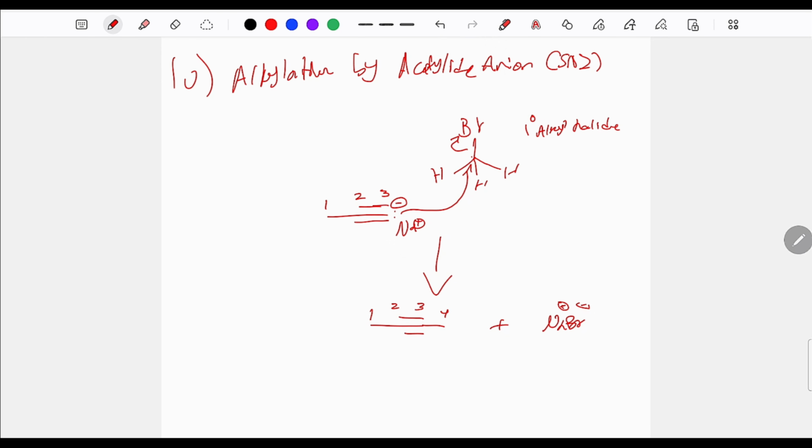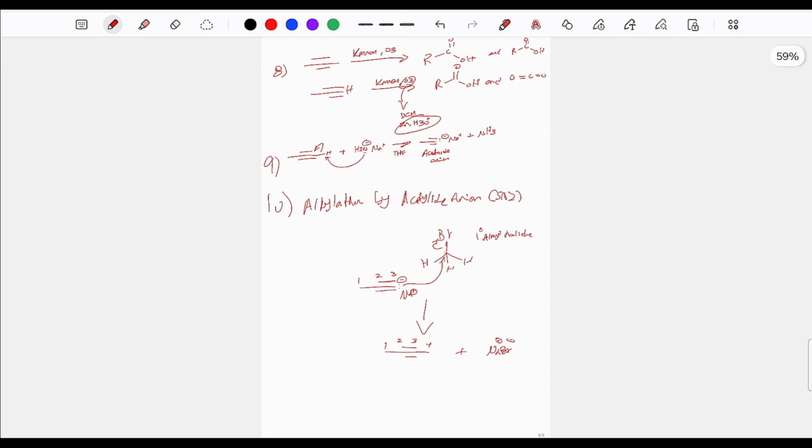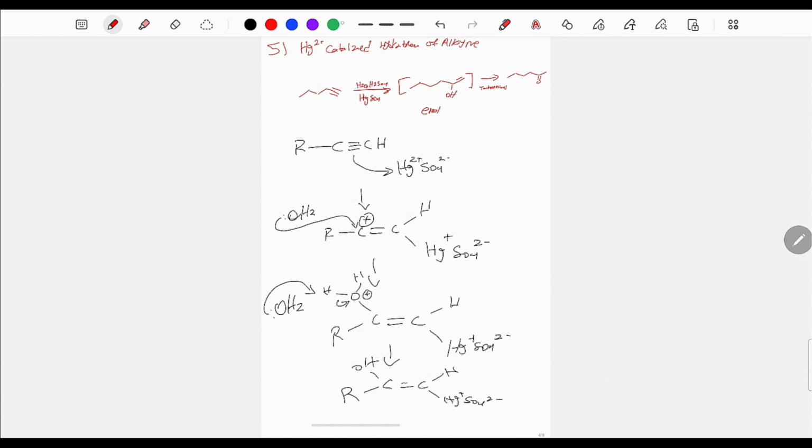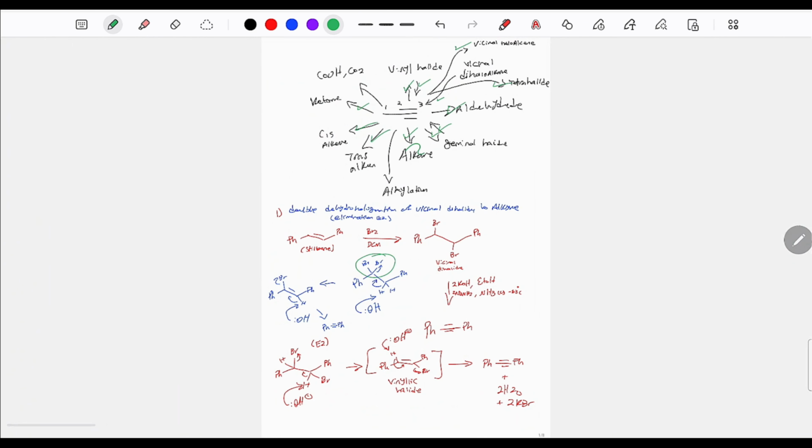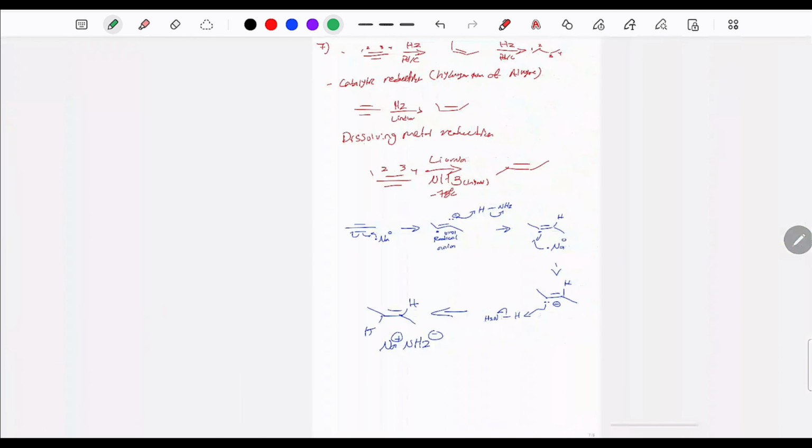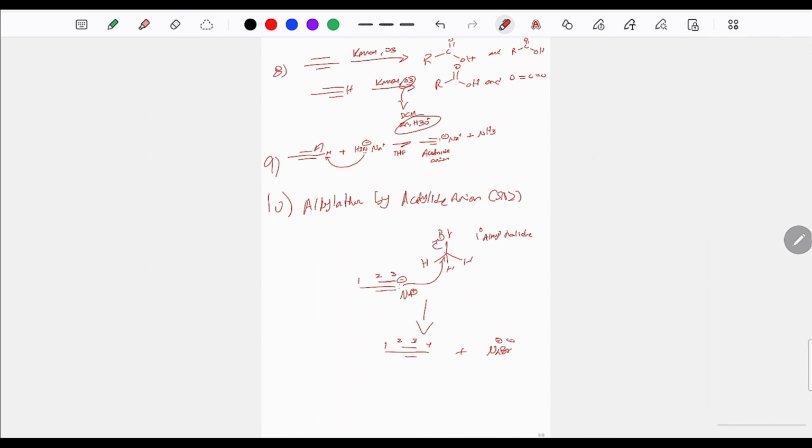What else? Yeah, I think that's it. Again, the nucleophilic carbon on the acetylide attacks the electrophilic carbon of the alkyl halide and displaces the leaving group in one step by way of a backside attack. That's pretty much it. So we have now talked about alkylation as well. So many different reactions covered here today.